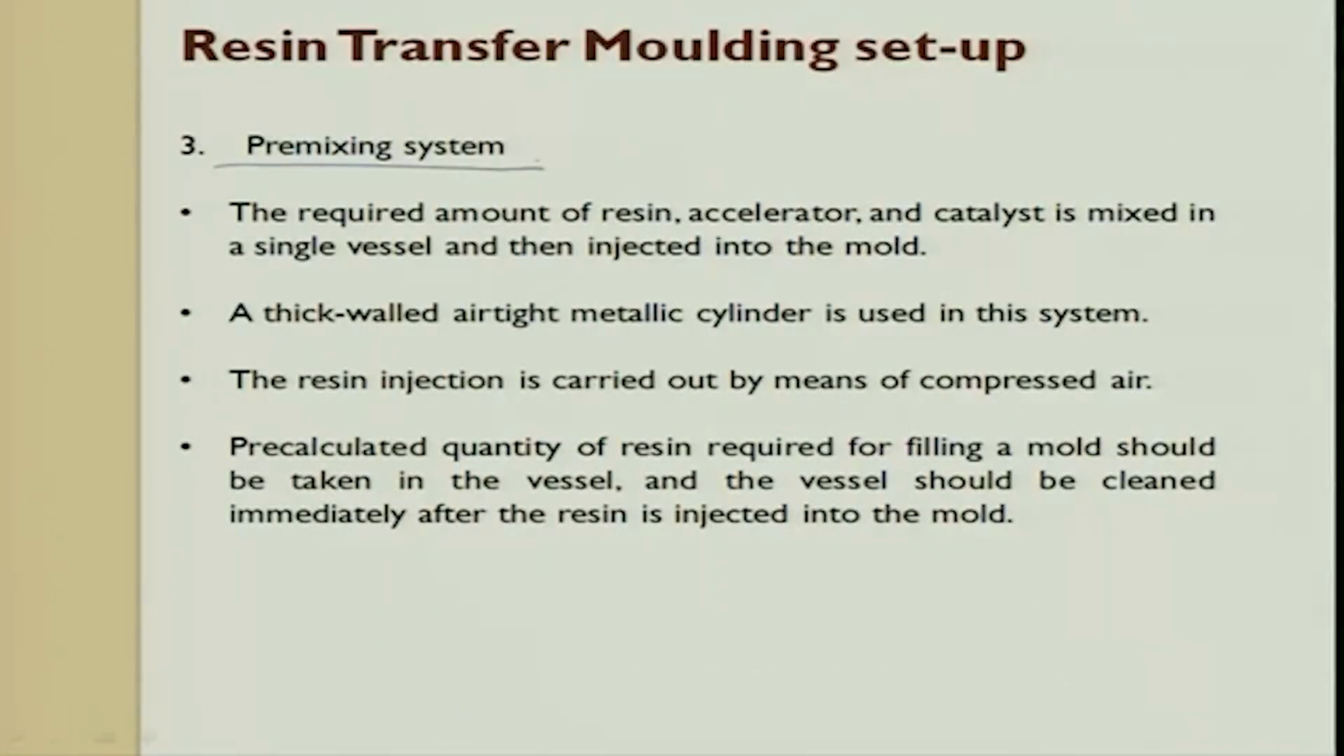Pre-mixing system: the required amount of resin, accelerator and catalyst is mixed in a single vessel and then injected. So, I mix everything, keep it in a pot ready and then directly inject it. Thick walled airtight metallic cylinders are generally used. The resin is injected into the die so that you get the output. The resin injection is carried out by means of compressed air. A pre-calculated resin quantity fills the mold and takes the shape of the vessel, whatever it is. So, three processes we saw.